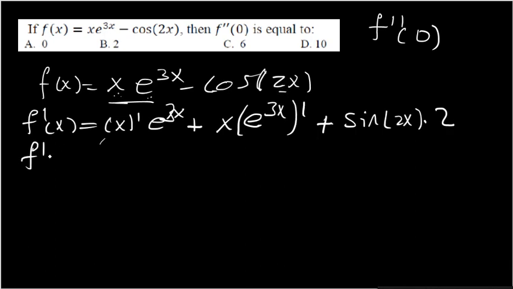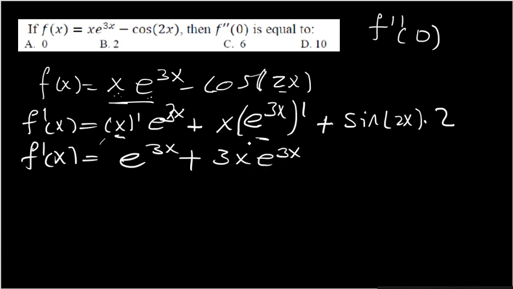So let us get it. F derivative of x: this is 1, so simply e to the power of 3x plus this derivative, the 3 will come as a coefficient, so 3x e to the power of 3x. You need to take care with what I did. E to the power of 3x derivative is itself, but times the 3x derivative, which will be 3. So that 3 comes as a coefficient here. Plus 2 times sine of 2x. This is the first derivative of the given function.